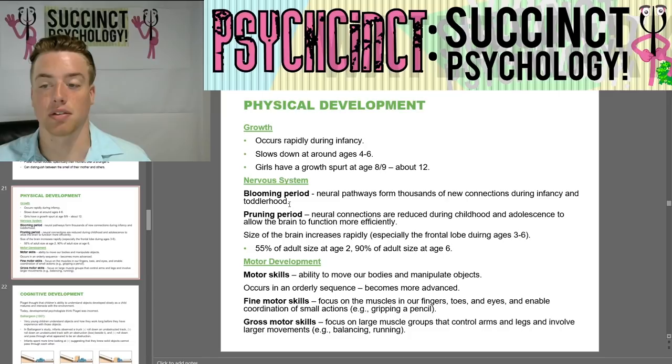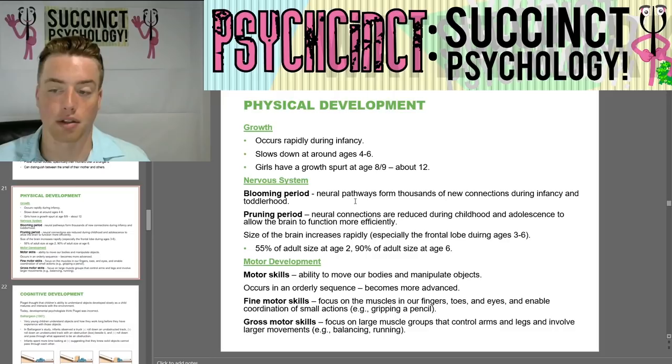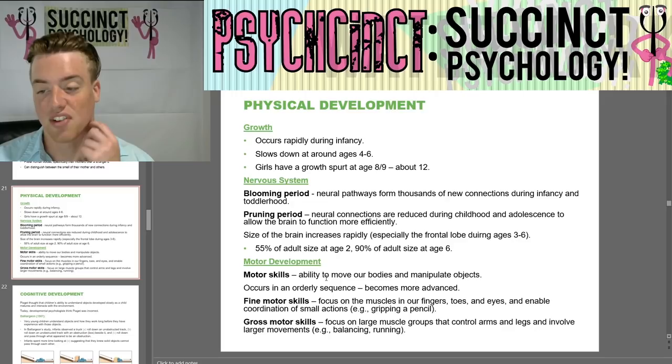Now, nervous system, the blooming period. Neural pathways form thousands of new connections during infancy and toddlerhood. And the pruning period is when neural connections are reduced during childhood and adolescence to allow the brain to function more efficiently. So the size of the brain increases rapidly, especially the frontal lobe during ages 3 to 6. It's saying that they are 55% of adult size at age 2, and 90% at age 6.